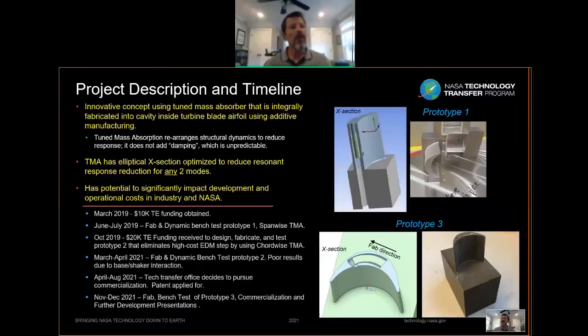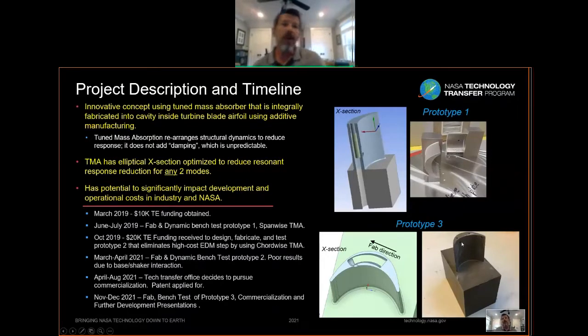So with this prototype 3 concept, prototype 2 and 3, that's no longer necessary because the tuned mass absorber is entirely self-supporting. You can support up to an angle of 45 degrees, which this angle is less than that. So another advantage of this concept is that you can actually place the location of the tuned mass absorber within the blade anywhere you want, span-wise.